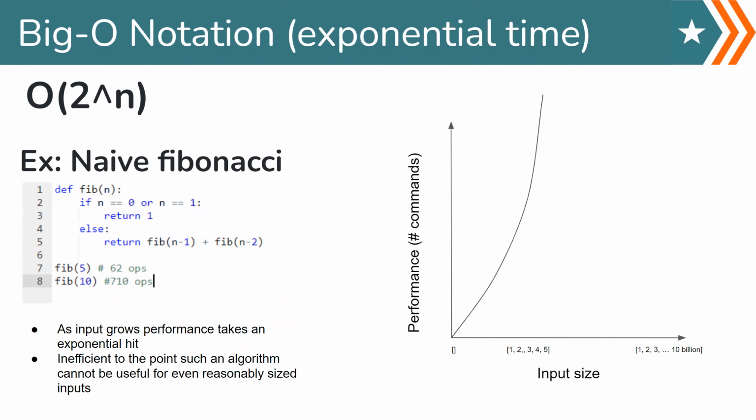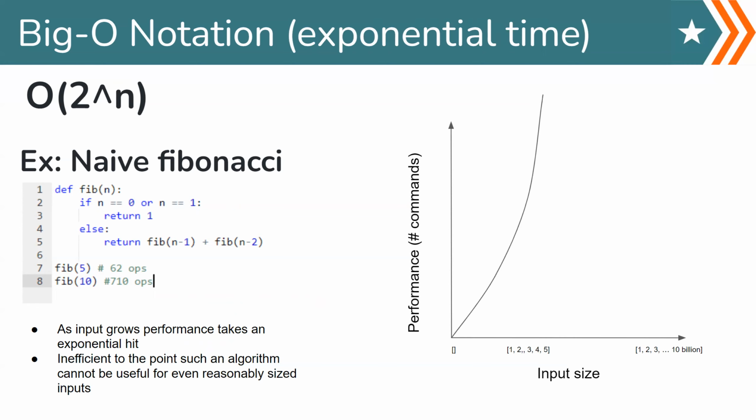The rest of these are basically ways of noting how insane something can grow if not done in a clever way. So in the case of Fibonacci, this is one way we can do Fibonacci, right? And computing Fibonacci 5, according to Python Tutor, is 62 operations. If I double that input size, I didn't just double the number of operations, I basically increased the number of operations by an order of magnitude.